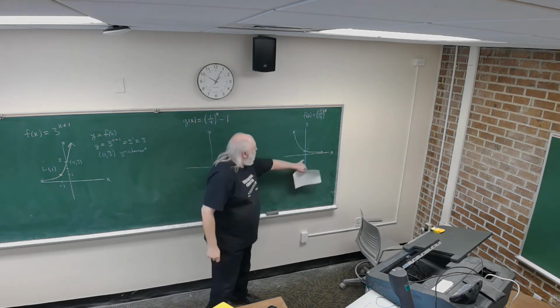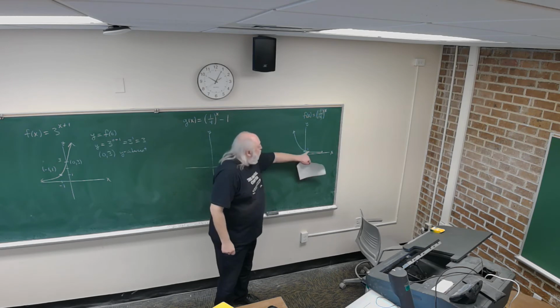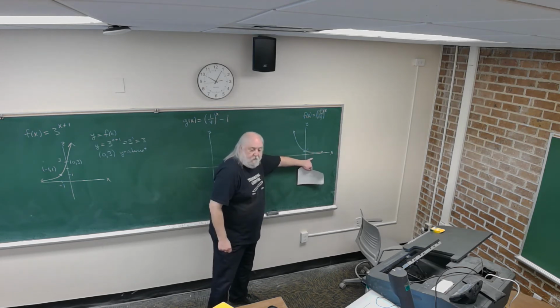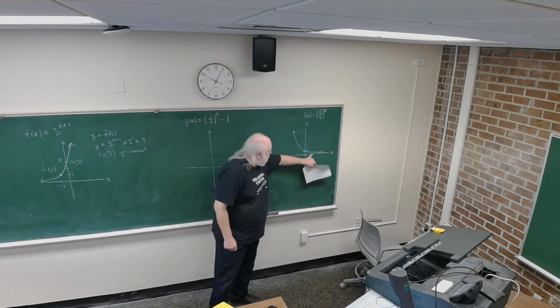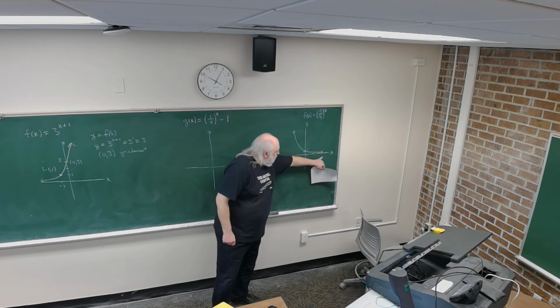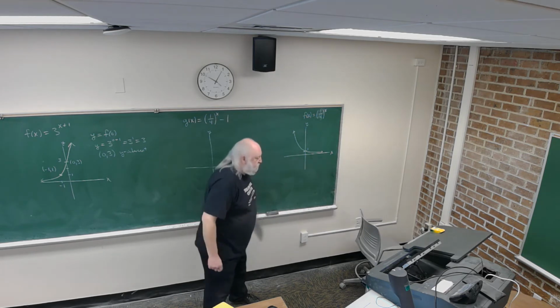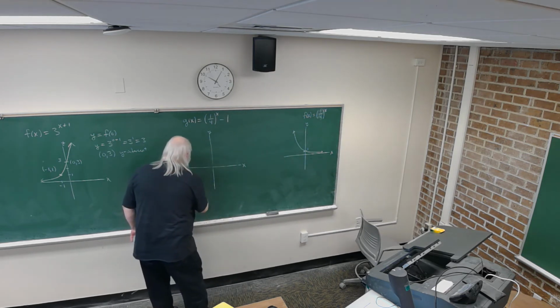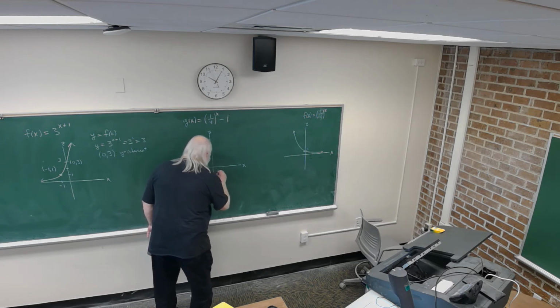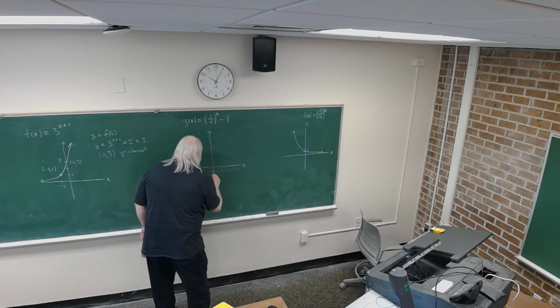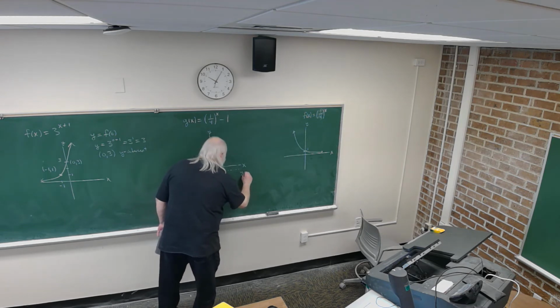So y equals 0 is no longer the horizontal asymptote. When you go down 1 unit, the horizontal asymptote is now y equals -1. Okay. This graph flattens out to the right, right above the horizontal line y equals -1. This is the horizontal line y equals -1.